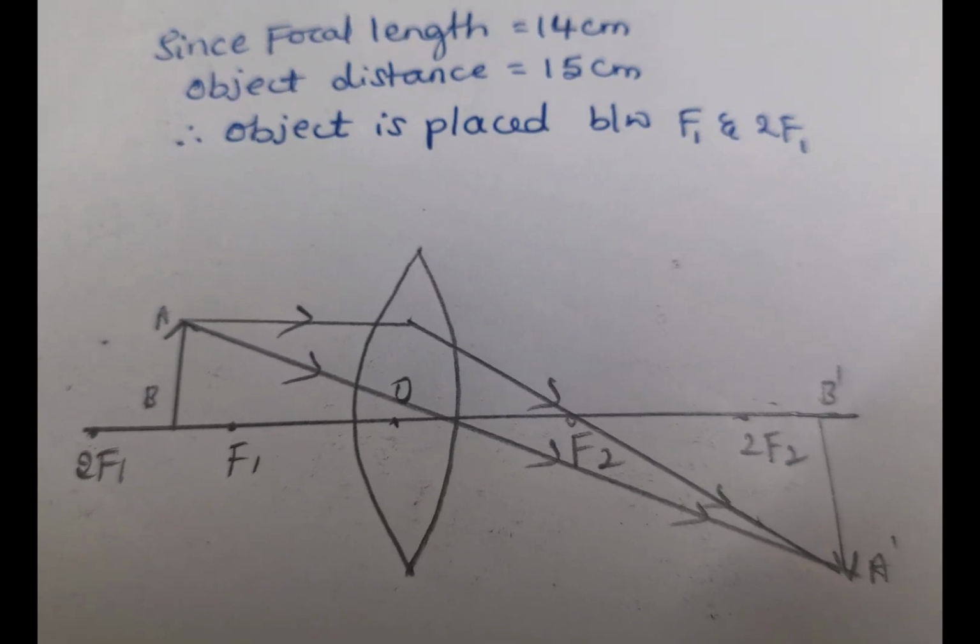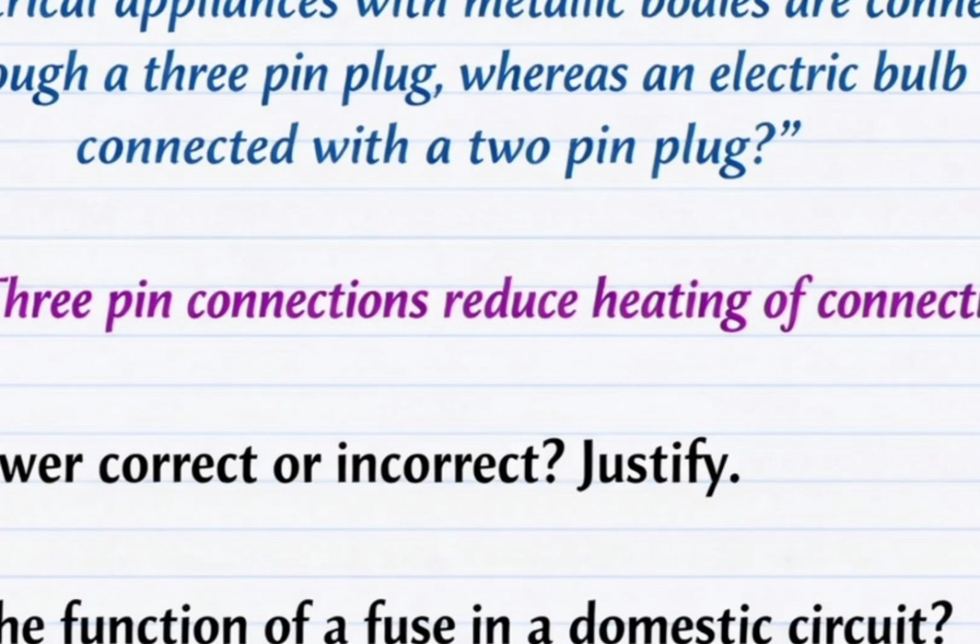Okay, since the focal length is 14 centimeter and the object distance is 15 centimeter, that means we are keeping the object between 2f1 and f1. If we keep the object between 2f1 and f1, the image will form behind 2f2. Let us move on to the next question.